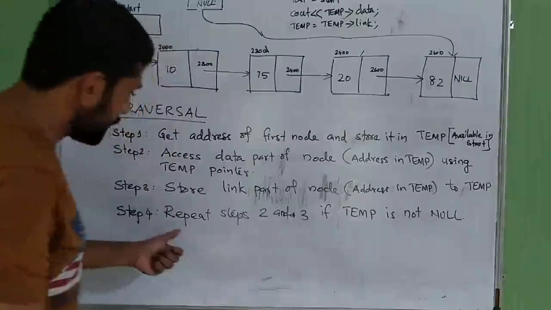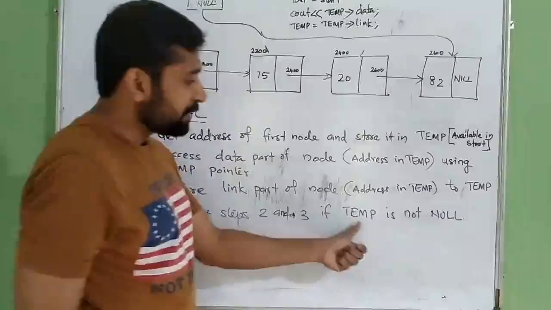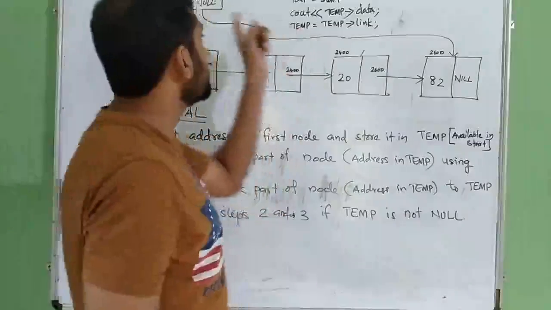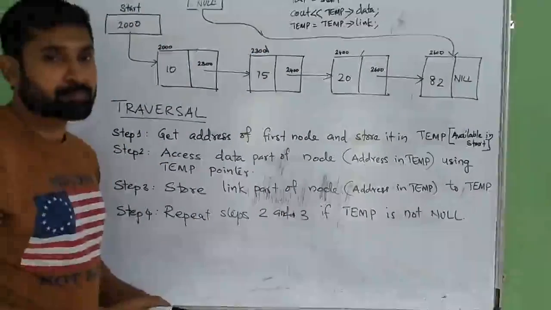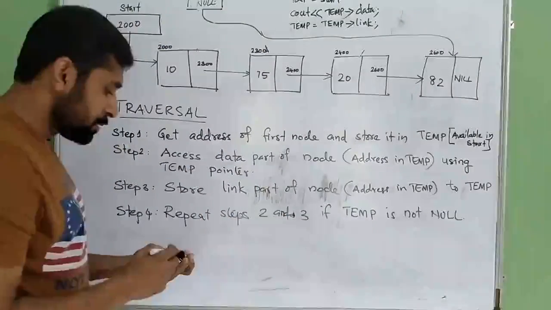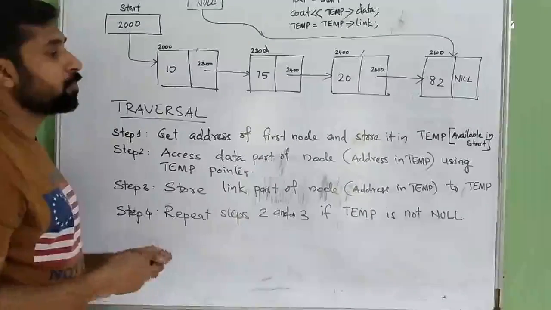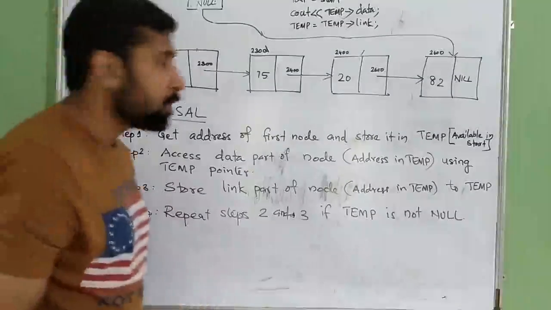So what does it mean? Repeat steps 2 and 3 if temp is not null. If it is null, that can be stopped. So these are the steps for performing the traversal operation.